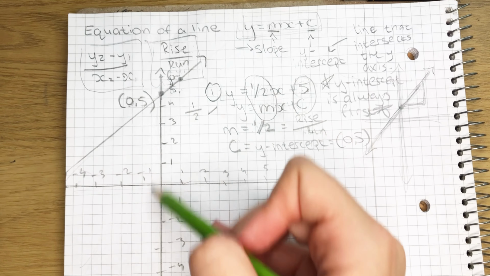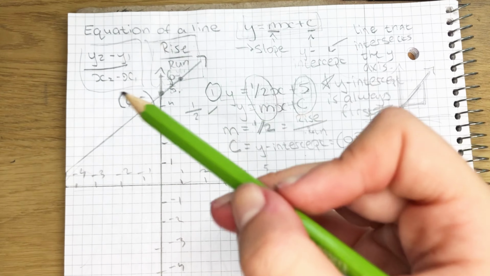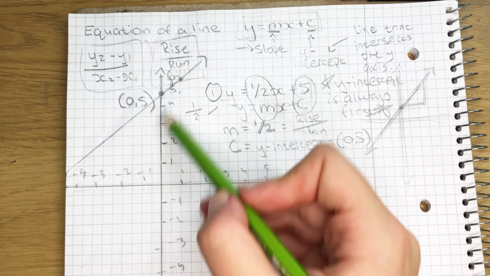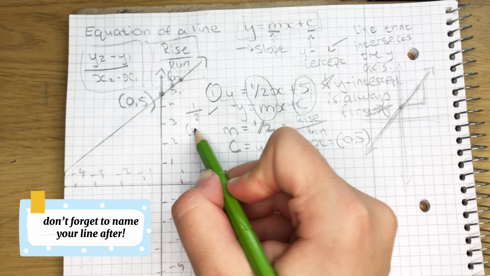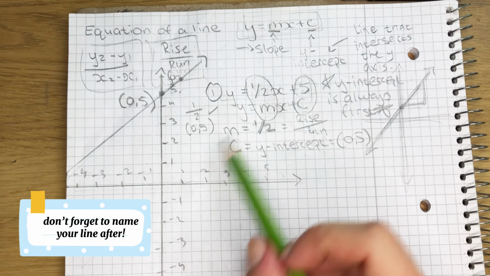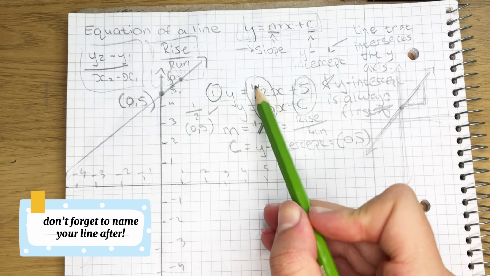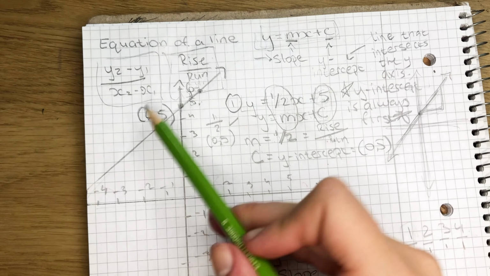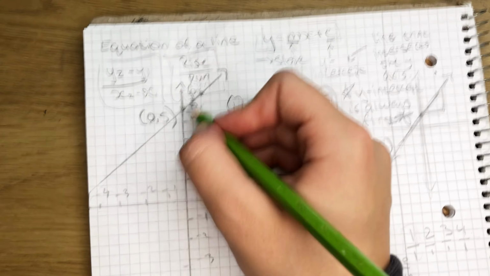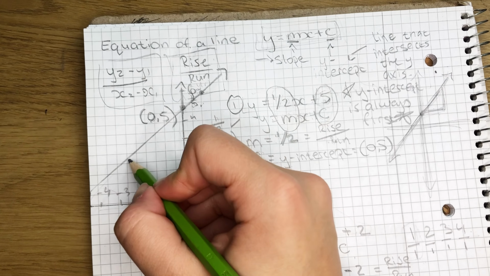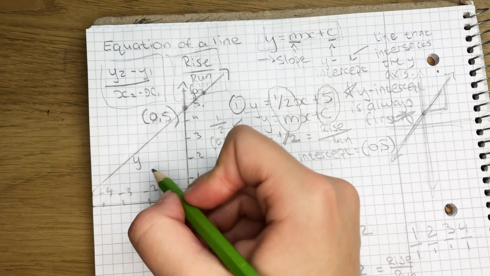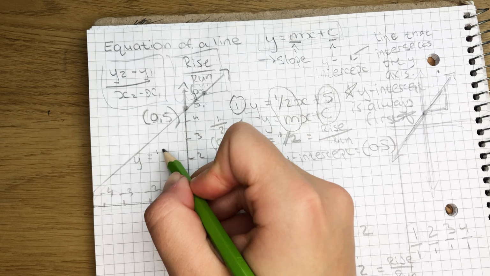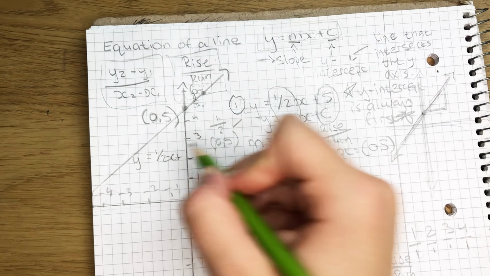Now let's look at our y-intercept. Where does this line cut the y-axis? It cuts it at 0, 5. So 0, 5. Now let's look back at this question. Y equals 1 over 2x plus 5. Before you finish the question, you need to name your line. So this is your line, right? But you just name it. Right beside this line, you just put it in small letters. Y equals 1 over 2x plus 5.